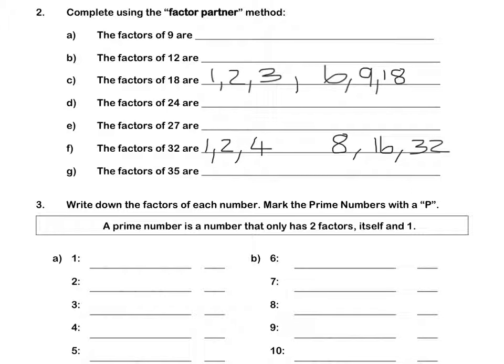Then always remember to check. 5, no. 6 is not a factor. 7 is not a factor. And 8 is a factor which we already have. Therefore, we have all the factors of 32. Press pause to complete question 2 by yourself.